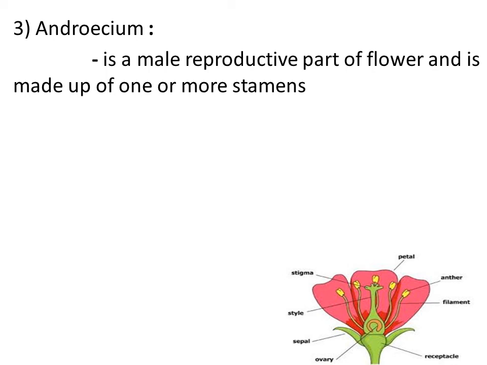Two parts we can find. The long filament structure present in the stamen is called the filament. The filament is attached to the base of the flower, that means it is attached to the thalamus, or in some cases it is attached to the petal. Right? And the filament ends with the anther.